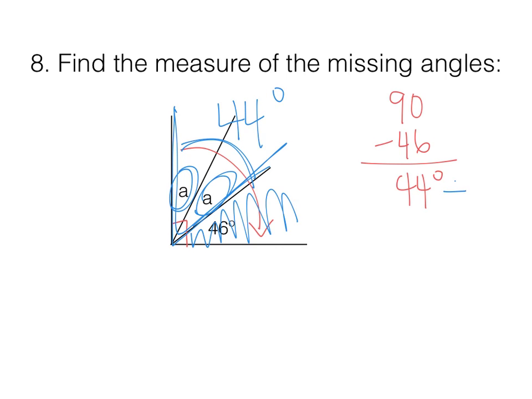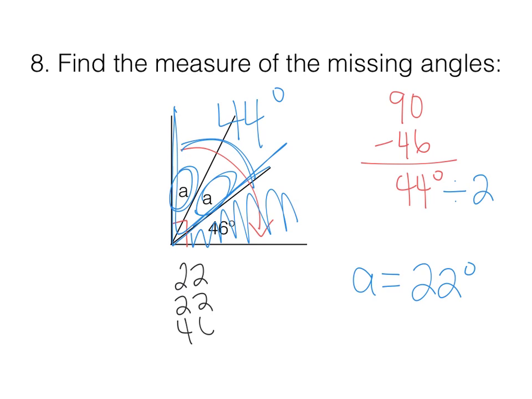I take the 44 degrees and I divide it by 2. And that means that each of those 2 missing angles is 22 degrees. And I can check my answer by adding 22, 22, and 46. And if I add them together, I get 90 degrees, so I know I got it right.